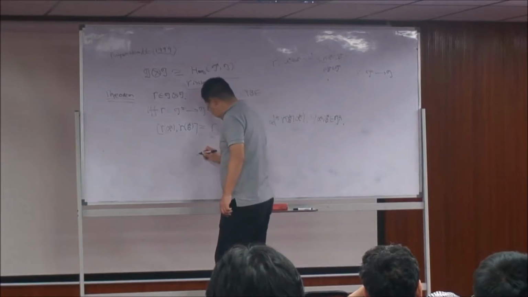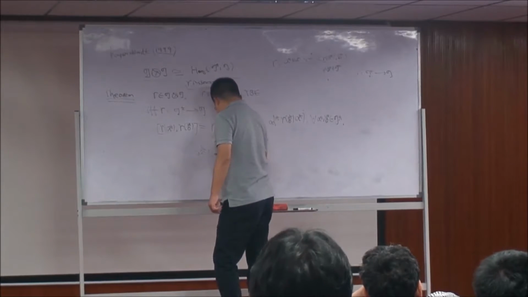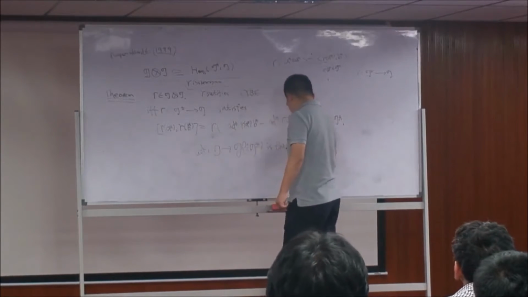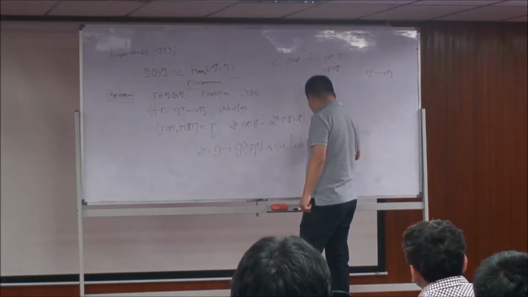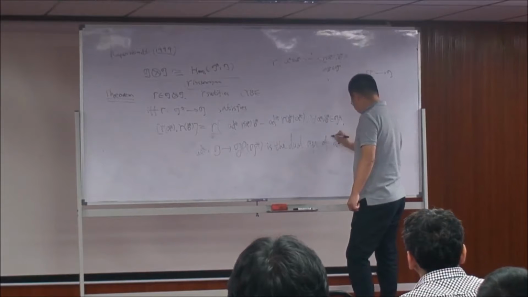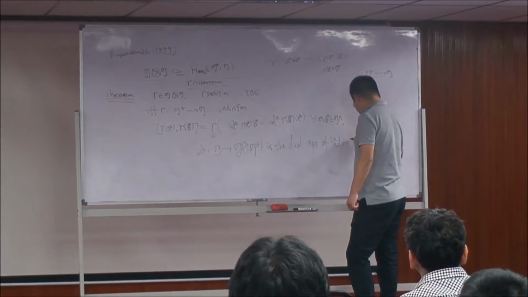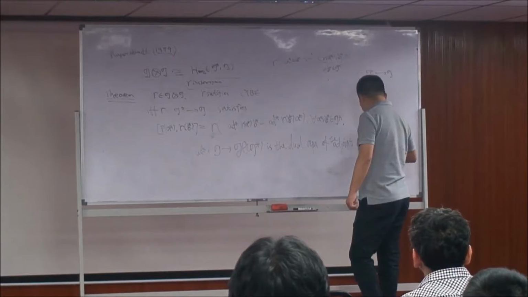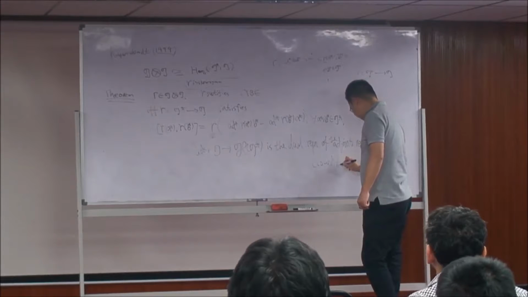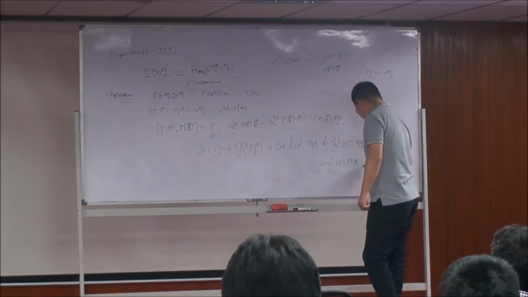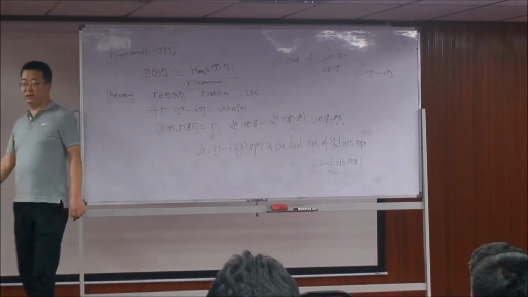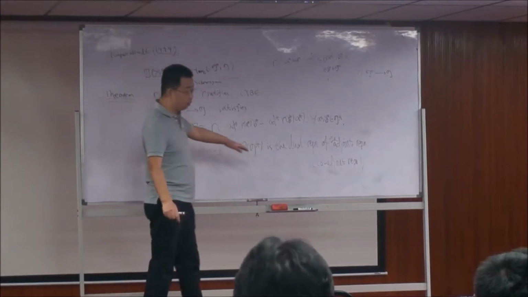Here ad star is the dual representation of the adjoint representation, also called the coadjoint representation.